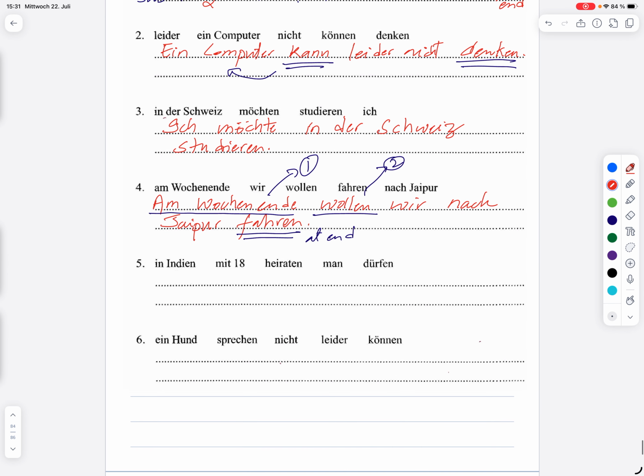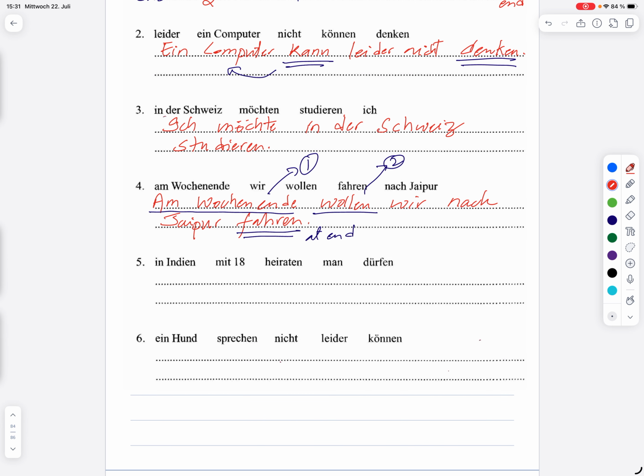So that's how it is. And then you can also change it, write it in a different way. For example, Wir wollen am Wochenende nach Jaipur fahren. So that's also correct, no problem in that one. Number 5: in Indien, mit 18, heiraten, man, dürfen, right? So you can say: In Indien darf man mit 18 heiraten.